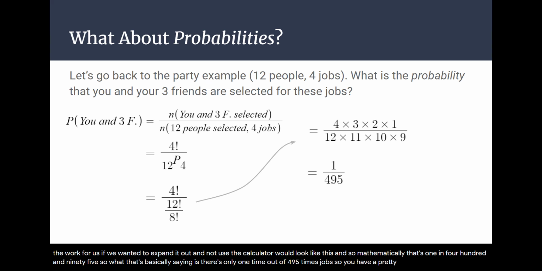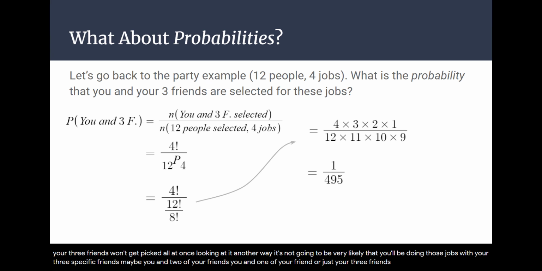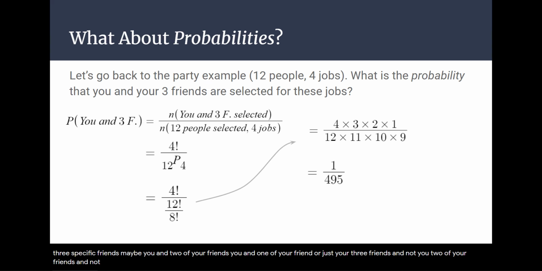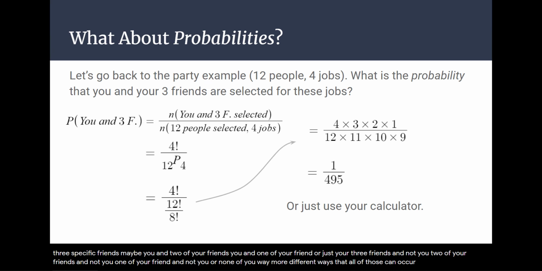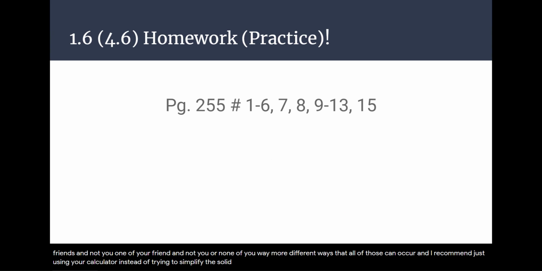So you have a pretty good chance that you and your 3 friends won't get picked all at once. Looking at it another way, it's not going to be very likely that you'll be doing those jobs with your 3 specific friends. Maybe you and 2 of your friends, you and 1 of your friends, or just your 3 friends and not you, 2 of your friends and not you, 1 of your friends and not you, or none of you. Way more different ways that all of those can occur. And I recommend just using your calculator instead of trying to simplify this all out yourself.